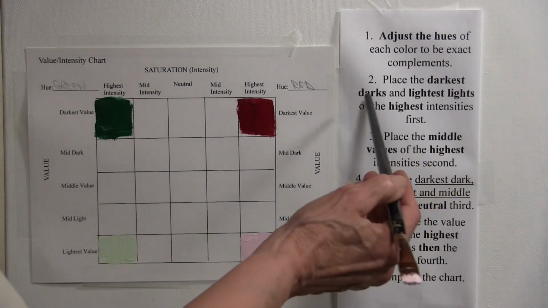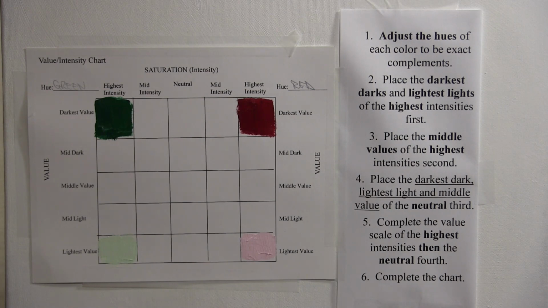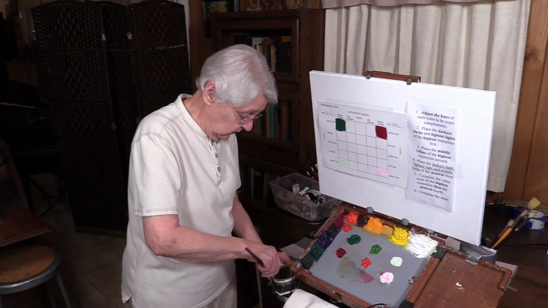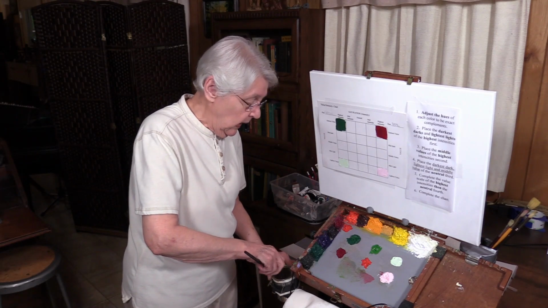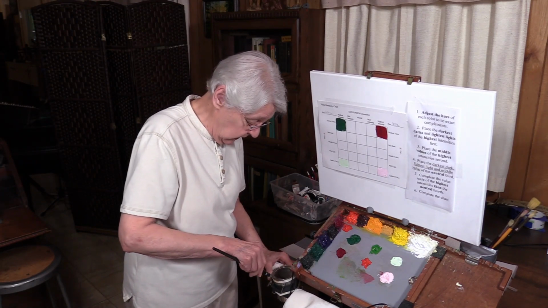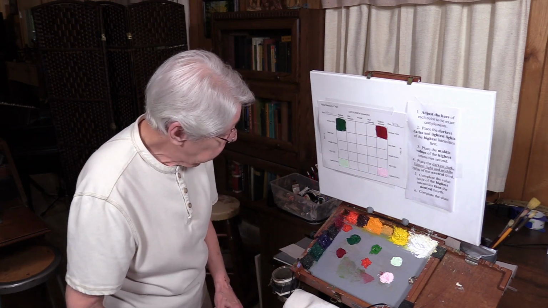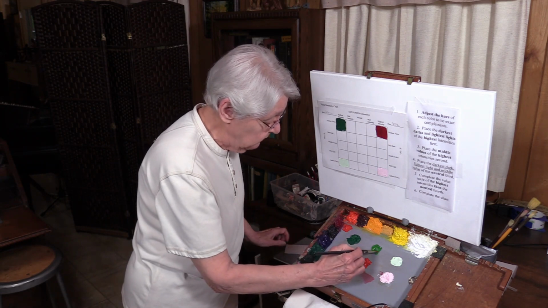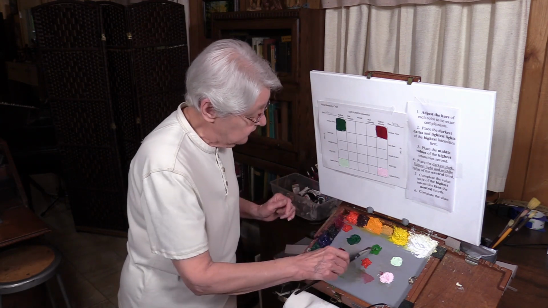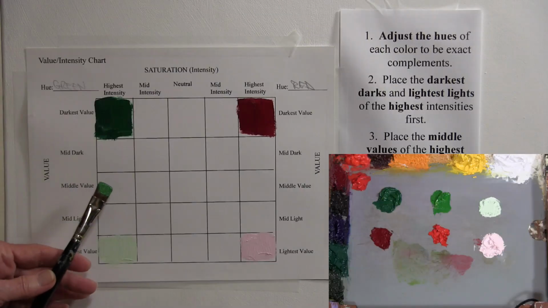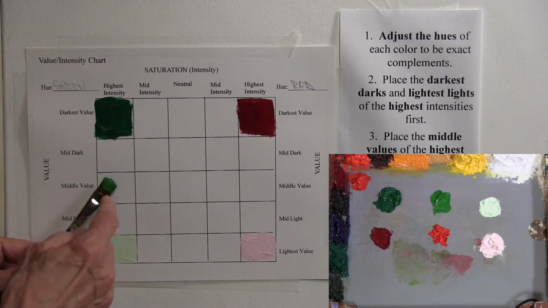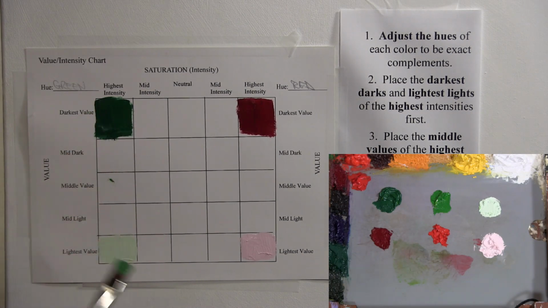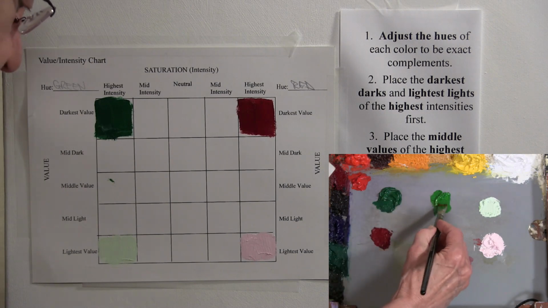So now that the darkest darks and the lightest lights are placed in their highest intensities, the next thing we want to do is to place the middle values in their highest intensities. And this is where we need to be very, very careful, because we need to keep them middle value. Now, as they appear on the palette or in that middle value range, we might have to do a little bit of adjustment. So the first thing I'll do is to check to be sure that the middle value I have here is in the middle value range. Now, I'll show you one of two ways to do that. Here's where you really need to use your eyes to judge. So if I hold this right here, like that, then I need to compare this with that and this with that. I'm going to do that now on a piece of paper so that you can see it even better.